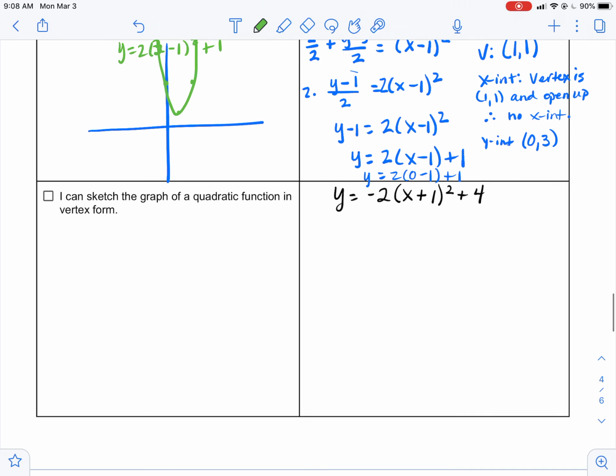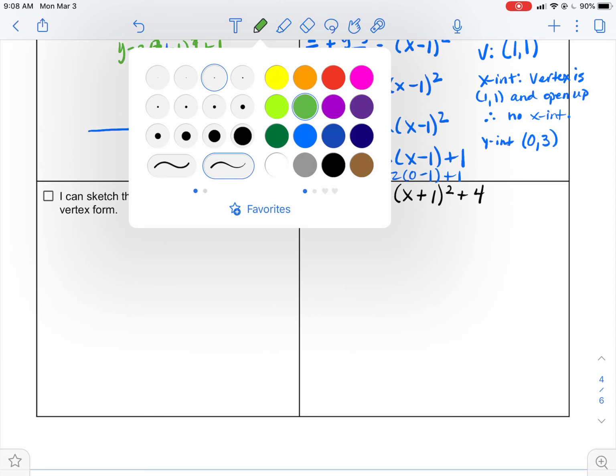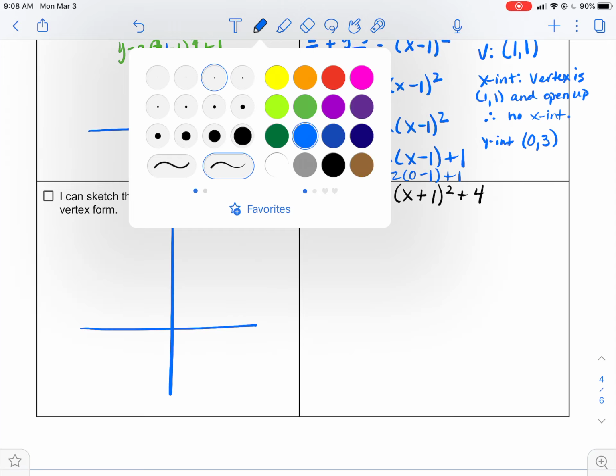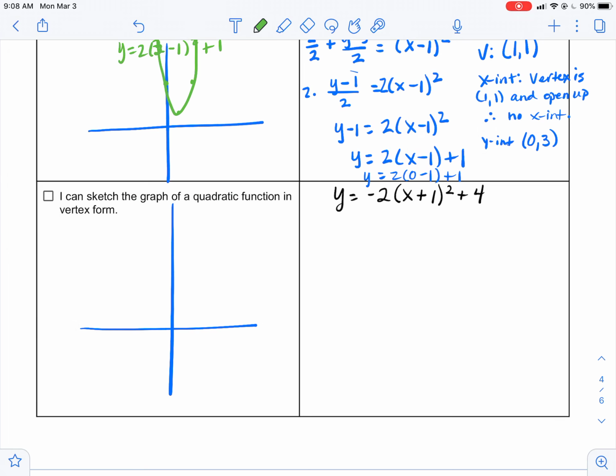Okay, next one, again, we're just going to sketch the graph. Again, it's already in vertex form. So I know my vertex here is going to be a negative 1, 4. Okay, so I'm at a negative 1, 4. 1, 2, 3, 4, negative 1. Okay, it's negative, so it opens down. So I know I am going to have some x-intercepts. Remember, if x-intercepts, then we are going to let y equals 0.